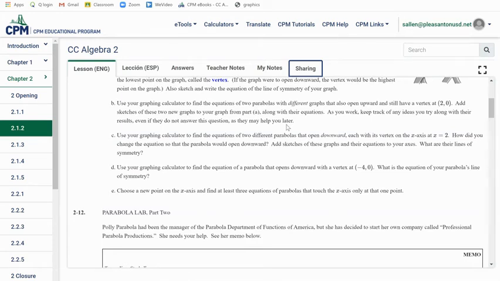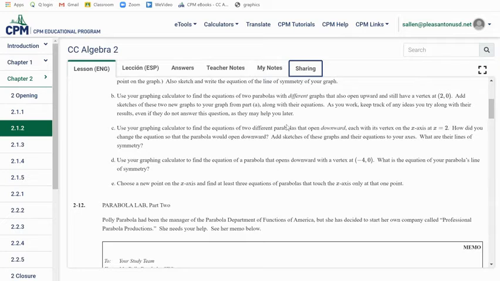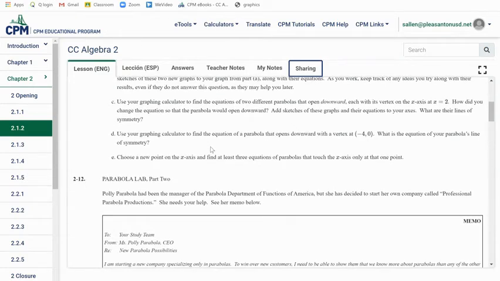Part D is asking about, well, what about if I want this particular graph? What would the equation be? And then part E is asking you to choose a new point on the x-axis and find 3 equations of parabolas that touch the x-axis at that same point. So essentially, you're going to pick a new vertex and then come up with 3 equations that all have that same vertex. So that's for number 11.